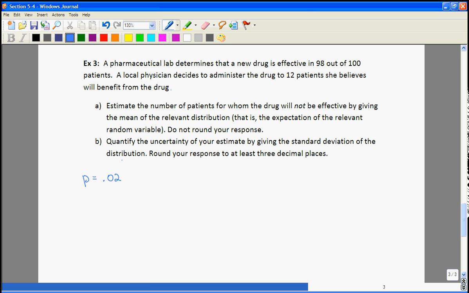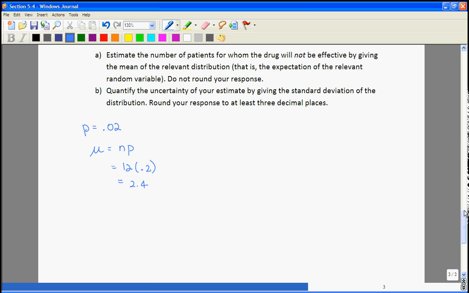So to find the expected value, or the mean, we would just say np, which in this case there are 12 patients that are getting that drug, and the probability of it not being effective would be 0.2, which is 2.4. So out of 12 patients, on average, we expect it to not work with about 2 patients, 2.4. So that's Part A. Part B, quantify the uncertainty of your estimate by giving the standard deviation of the distribution. Round your response to at least 3 decimal places.